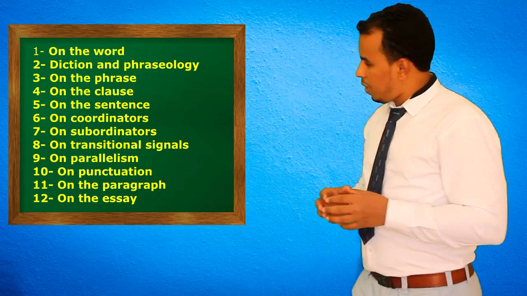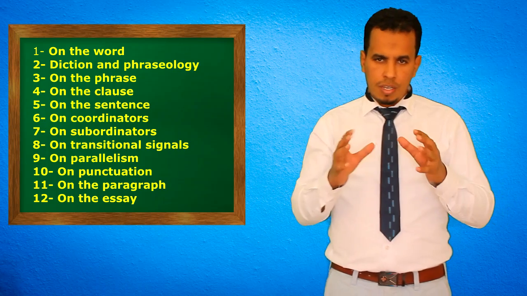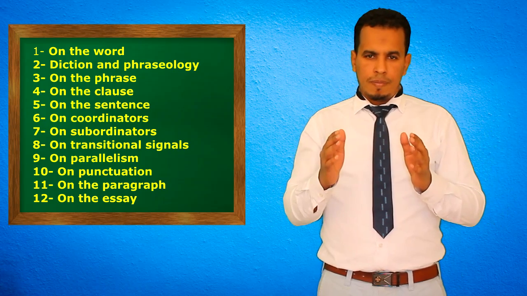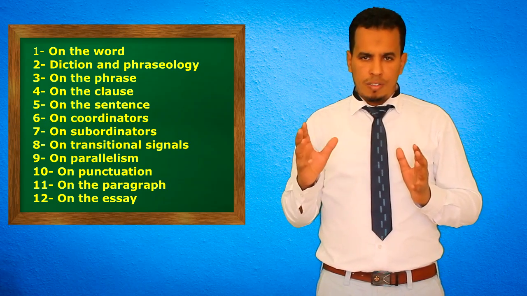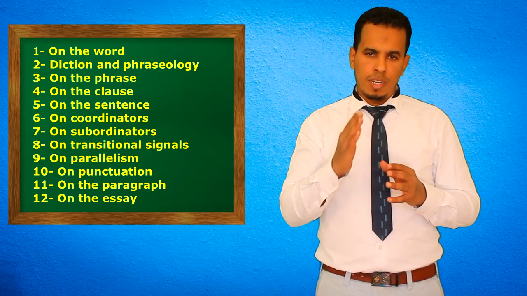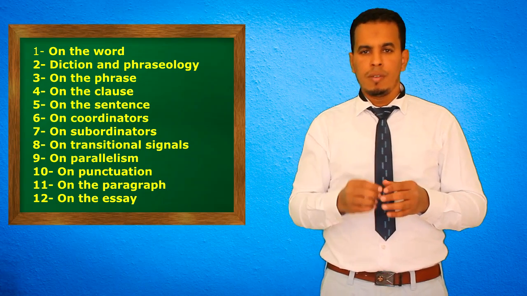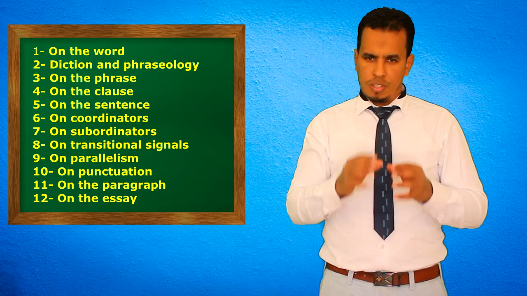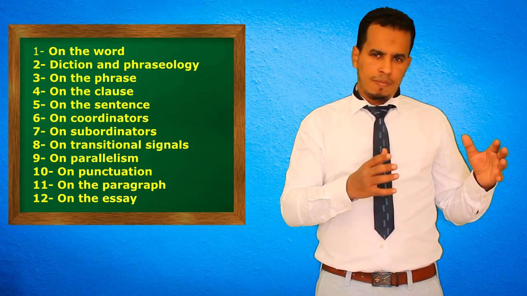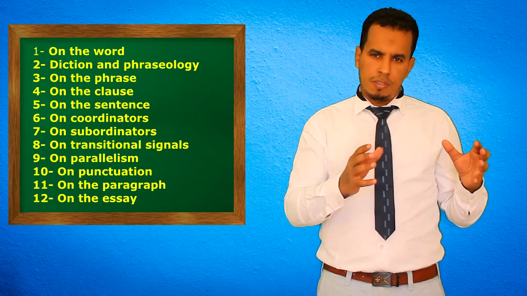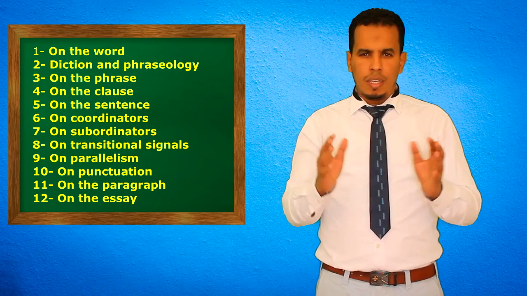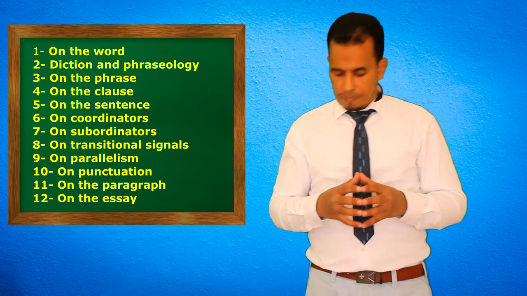Lesson 6 would be about coordinators. What are coordinators? No doubt maybe you know that coordinators are collected in this acronym, FANBOYS. And the FANBOYS are 7 letters. So there are 7 coordinators, 7 famous coordinators, also with the semicolon. Because we shall be talking about that when we come to speaking about sentences, particularly compound sentences, because coordinators and the semicolon are used in compound sentences.